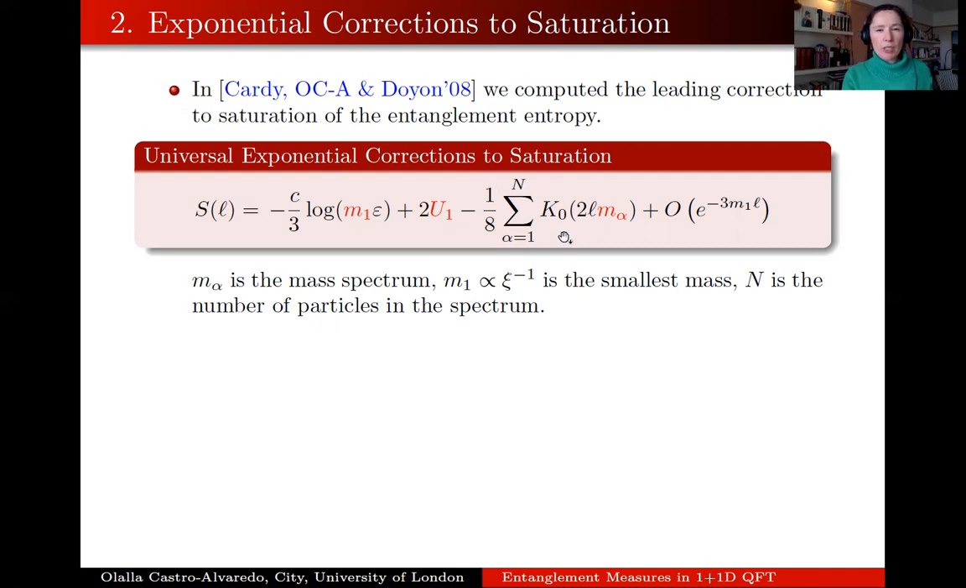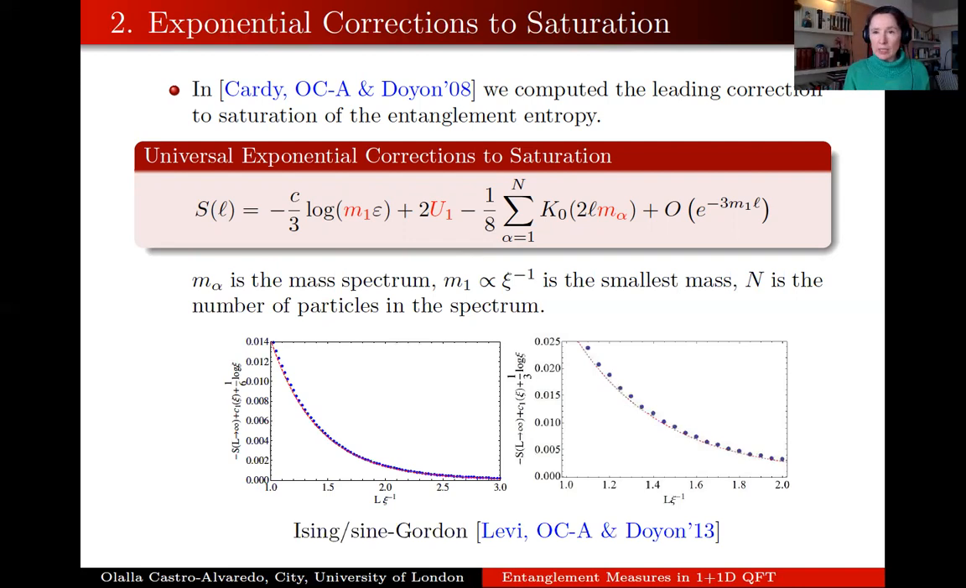They are Bessel functions involving the masses of the particles in the spectrum with a very precise coefficient, which is -1/8. Now, this result is valid for integrable quantum field theory, but it's also valid even beyond integrability. So it's really very, very general. So it's a result that we can also test numerically.